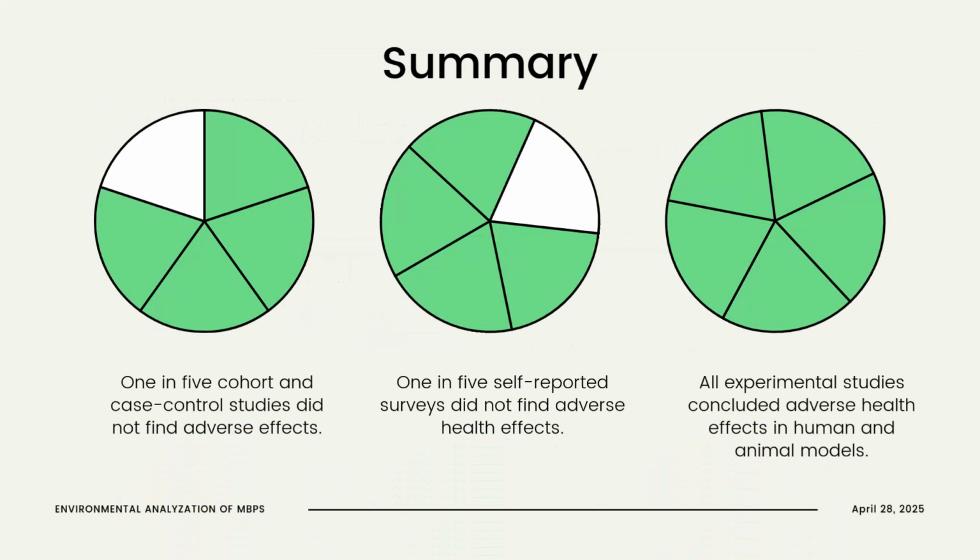So in summary for the results, 1 in 5 cohort and case control studies did not find adverse effects. 1 in 5 self-reported surveys did not find adverse health effects. And all experimental studies concluded adverse health effects in humans and animal models. So what does this mean?